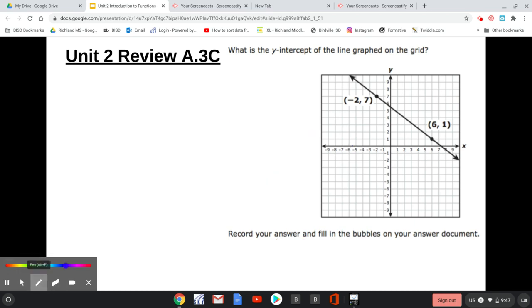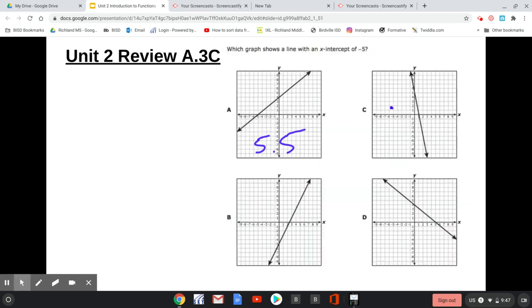What is the y-intercept of this line? Well, we have two points. We can put it in stat edit, but I'm just going to look here, and I can see it's right between the 5 and the 6. So my y-intercept is 5.5. Let's look at the next one.